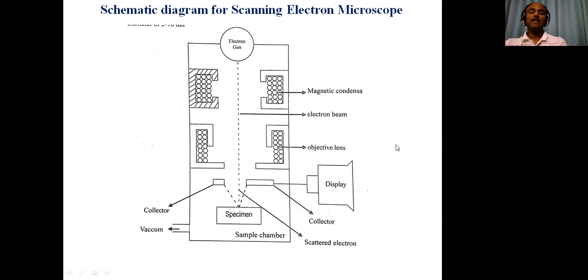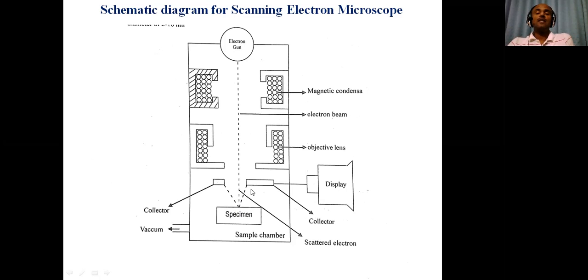This is a schematic diagram of the scanning electron microscope instrument, which consists of an electron beam source. This electron beam is adjusted and becomes narrow due to the presence of magnetic condenser and objective lenses, and the electron beam is directly exposed to the specimen, which is kept at the bottom of the instrument column. When electrons are exposed to this sample, they get scattered, back scattered, as well as produce some secondary electrons.